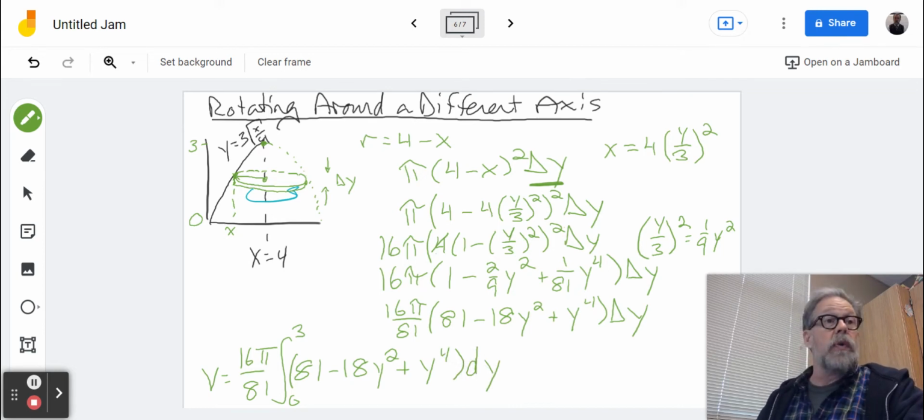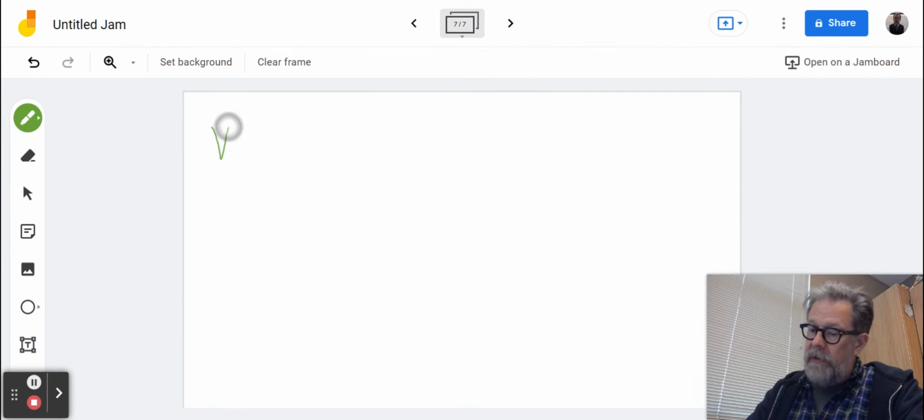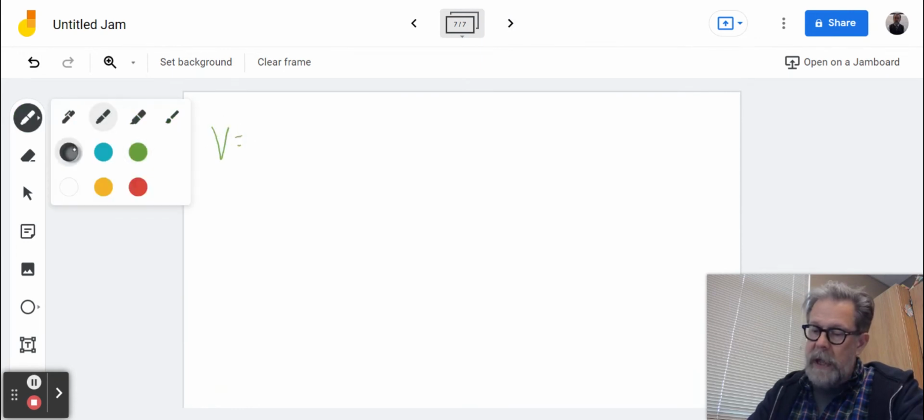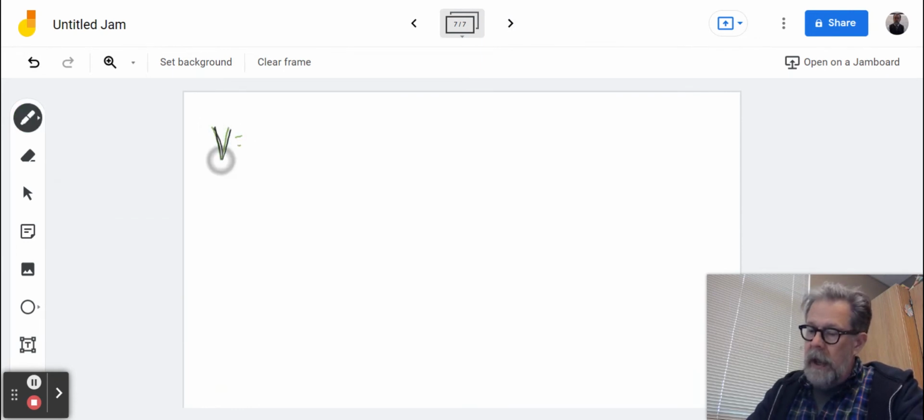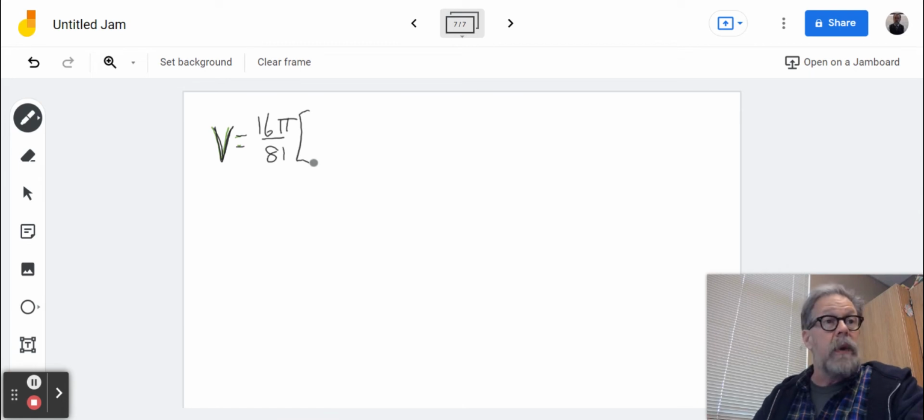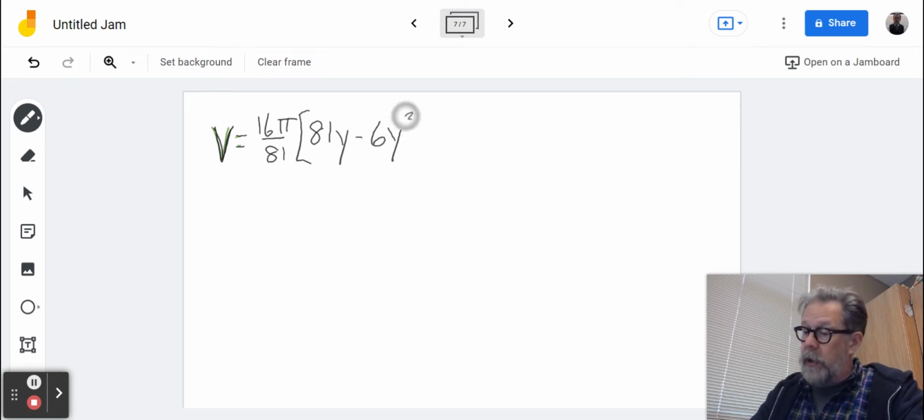All right, so switching pages to find the antiderivative. I want to switch back to black because I like black better for drawing. The volume is 16 pi over 81 times, well, this is 81y minus, well, 18 over 3, which is 6y cubed, plus 1/5 y to the 5th.